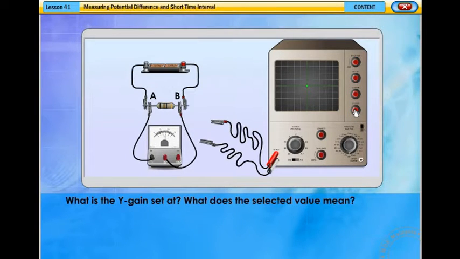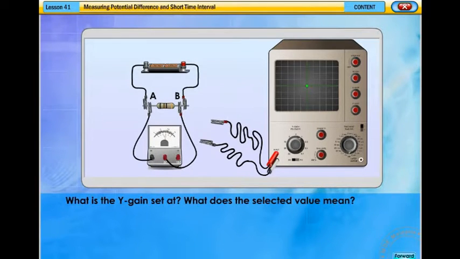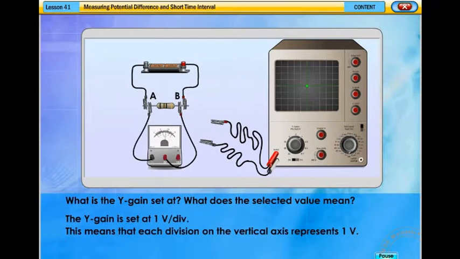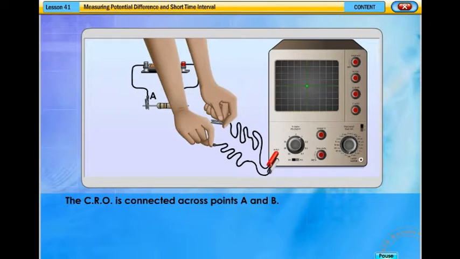What is the Y gain set at? What does the selected value mean? The Y gain is set at 1 volt per division. This means that each division on the vertical axis represents 1 volt. The CRO is connected across points A and B.